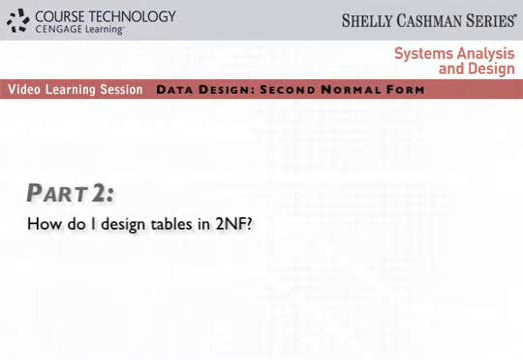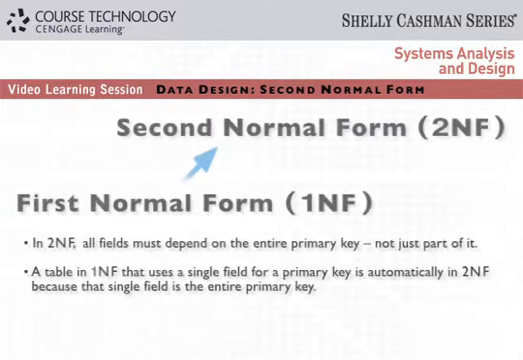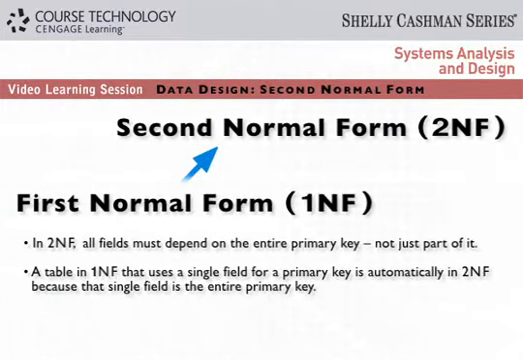As we move to 2NF, remember this. In 2NF, all fields depend on the entire primary key, not just part of it. Therefore, a 1NF table with a single primary key field is automatically in 2NF because that one field is the entire primary key.